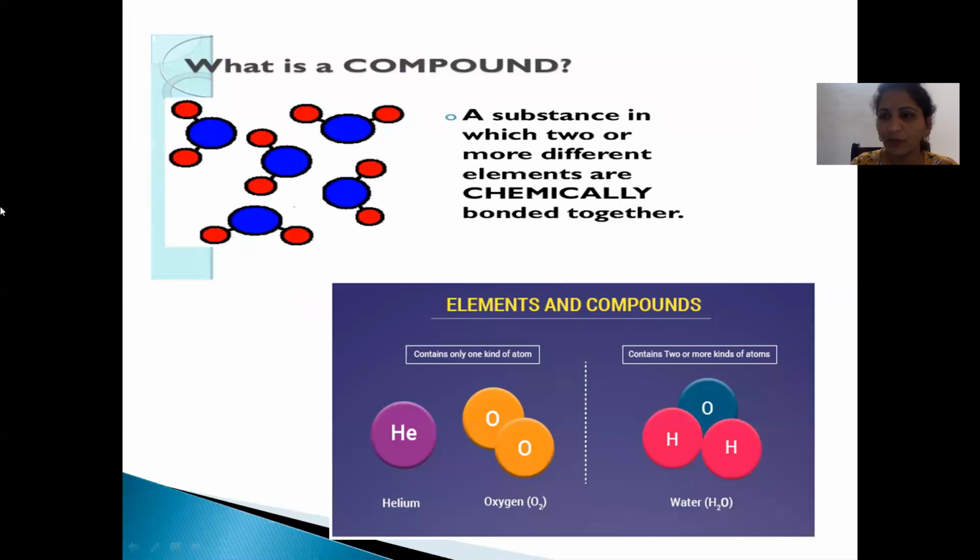Then next, what is a compound? A compound is a combination of two or more elements bonded together. So here is the difference between an element and a compound. An element contains only one kind of atom, whereas a compound contains two or more kinds of atoms.